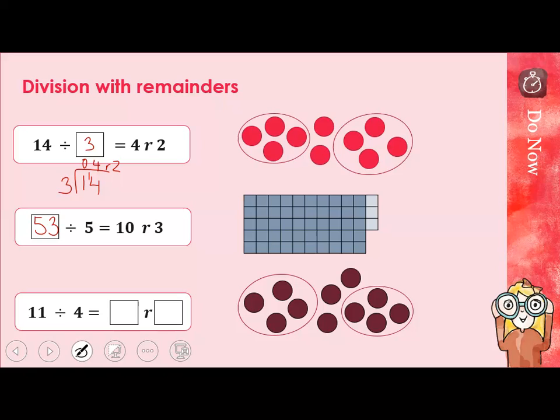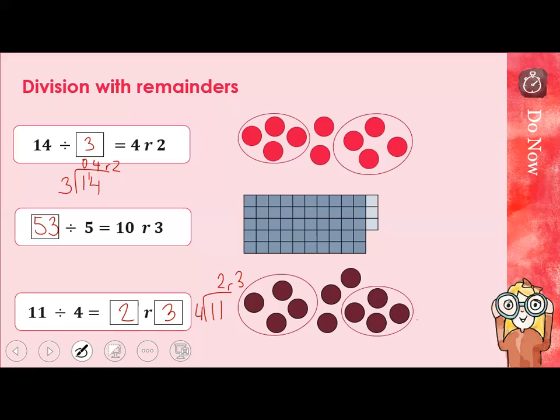Last, I have 11 divided by 4. So again, you might want to have a look at the arrays here, or you might want to just put this as a bus stop method for short division. 11 divided by 4, how many 4's going into 1? It's none. How many 4's going into 11? Well, it goes in 2 whole times, doesn't it? 2 times 4 is 8, with 3 left over. So the answer is 2 remainder 3.